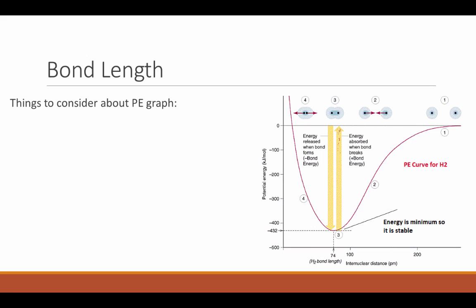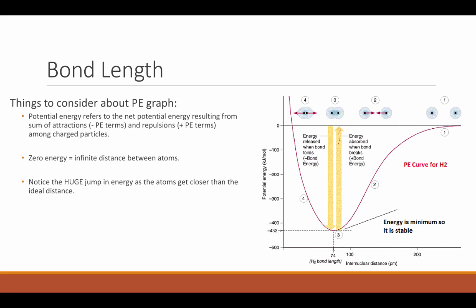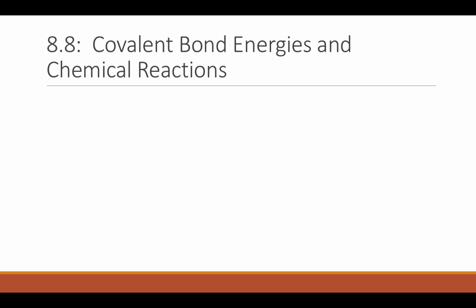Some things to consider about this potential energy graph. First, potential energy refers to the net potential energy, resulting from the sum of the attractions and the repulsions among the charged particles, the protons and the electrons. Also notice that at zero energy, we essentially have infinite atomic distance, meaning the atoms could be infinitely apart. That will give us a zero value for potential energy. Also notice the huge jump in energy as the atoms get closer than the ideal distance. Here we see a much larger repulsive force than attractive force. And again, bond length then is the distance between the atoms when the system has its lowest energy.